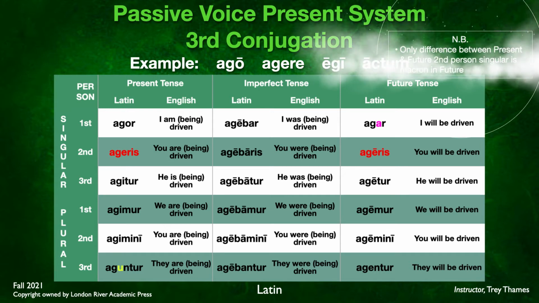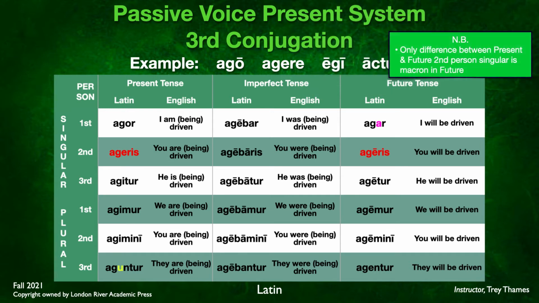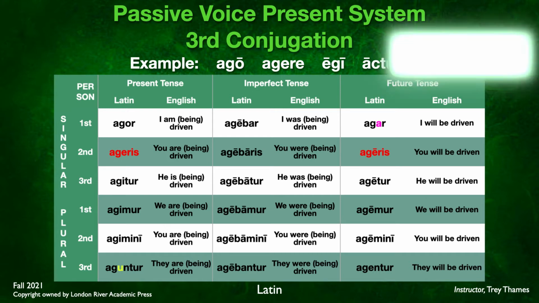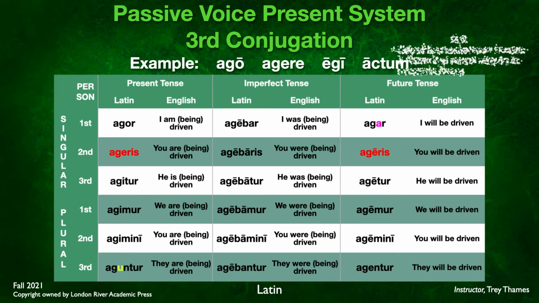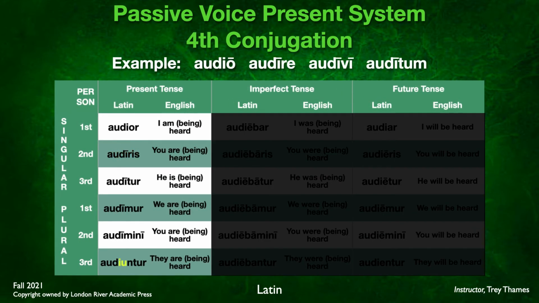All right, so let's take a look. Yes, the only difference between present and future second person singular is the macron in the future. All right, so very good. Now let's look at fourth conjugation. Let's check that out. Here is our fourth conjugation paradigm verb, audio, audire, audivi, auditum.